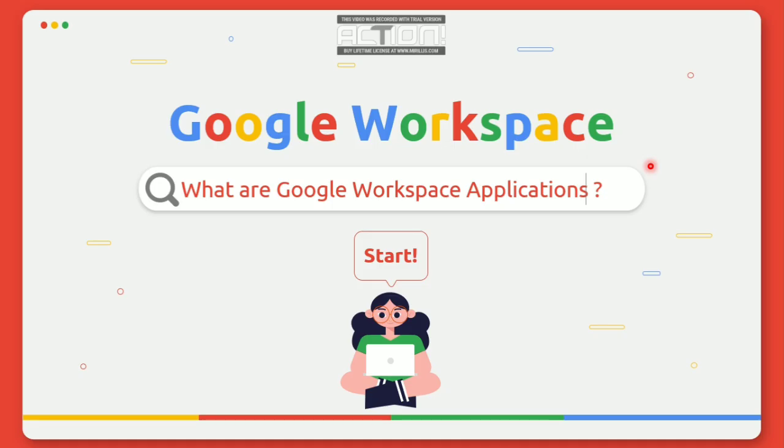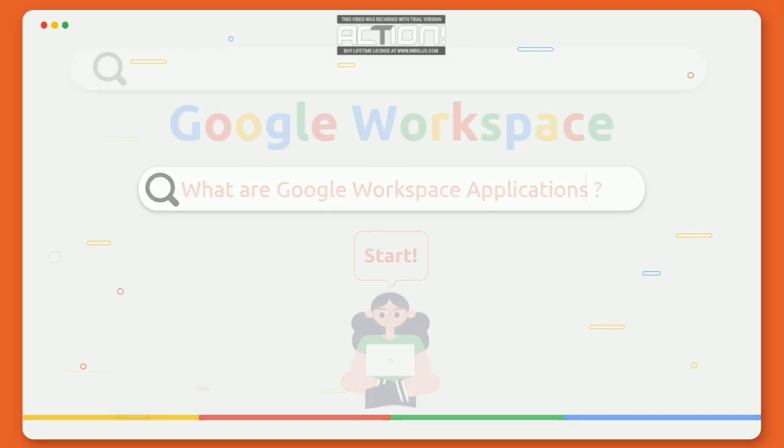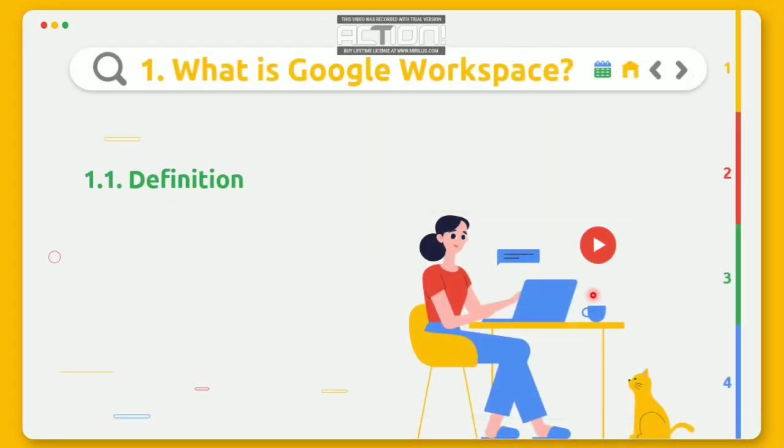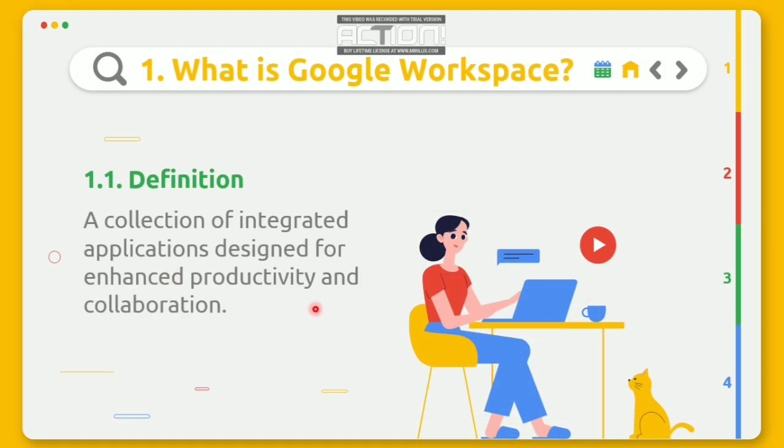One of these things is what is called the Google Workspace. Google Workspace is a set of applications, okay? Let's start with a quick definition of Google Workspace. Google Workspace is a collection of integrated applications which are designed for enhanced productivity and collaboration. And I need to focus on this: collaboration, online collaboration or real time.